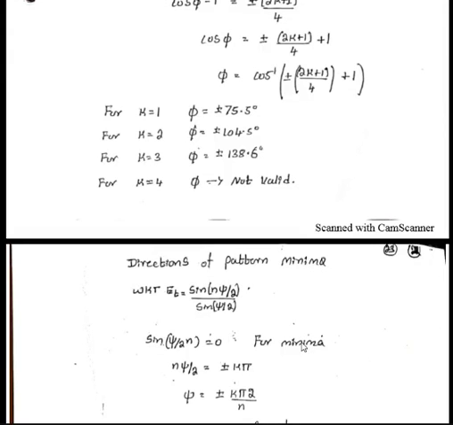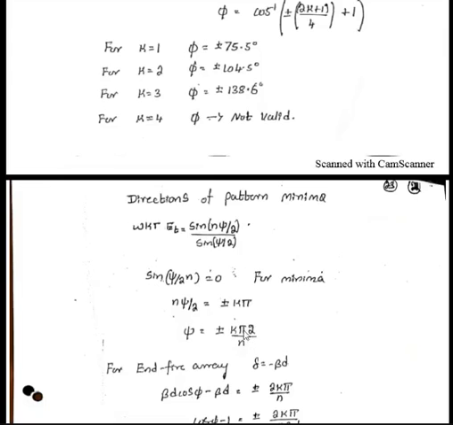So again let us go for pattern maxima here. Same thing you have to do here. Again the sine of something should be equal to 0 here. That is, sine of n psi by 2 is equal to 0, which means n psi by 2 equal to something which should be a multiple of 180 degrees. So that's why I will be having plus or minus k pi here. Okay. So psi is equal to plus or minus k pi into 2 divided by n.